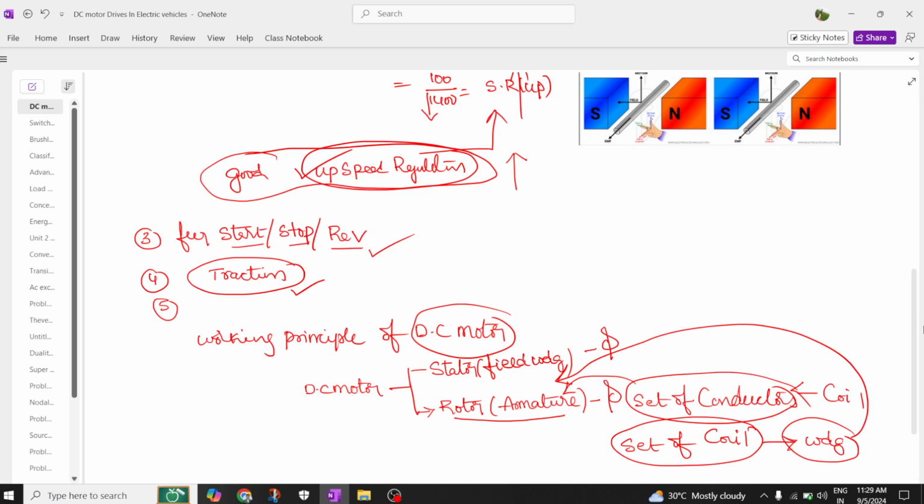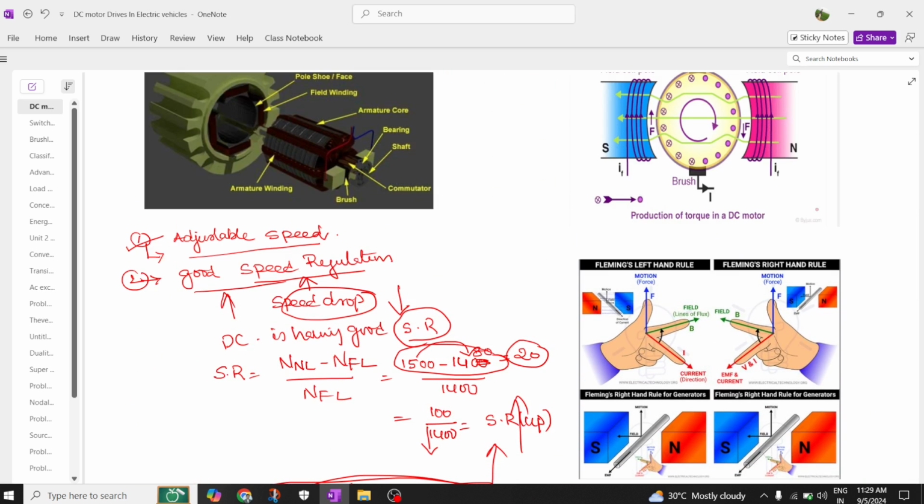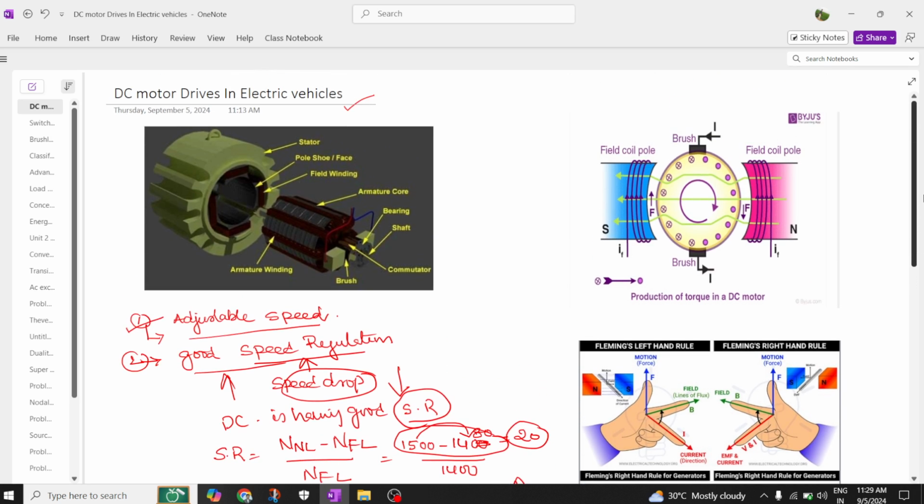So now coming to the parts, you can see here the rotor and here the stator. This is the rotor of our DC motor, which is made up of which winding? Armature winding. And coming to the stator, this is the stator of our DC motor, which is made up of a field winding. This is the iron core.